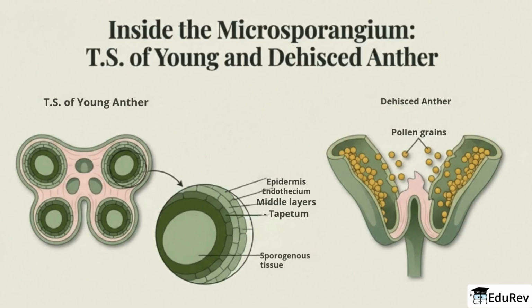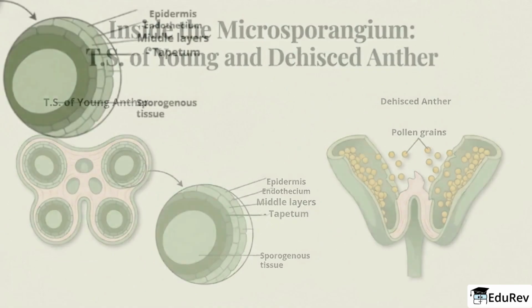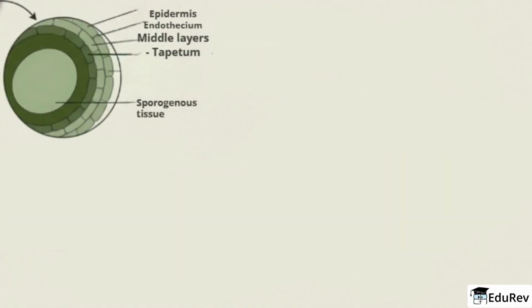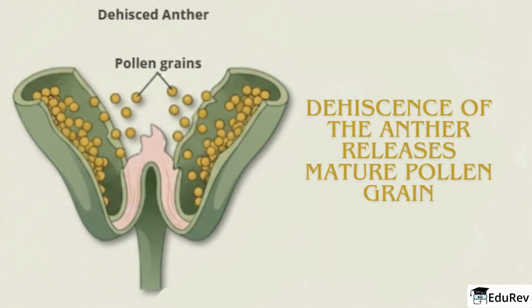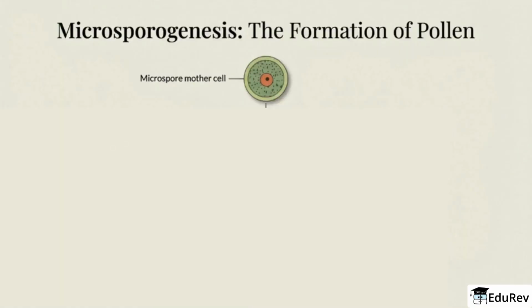If we look inside the anther, we find a layered structure that supports pollen formation and release. From the outer epidermis through the endothecium and middle layers to the nutritive tapetum, each layer has a role. The tapetum nourishes developing pollen, the sporogenous tissue gives rise to microspore mother cells, and dehiscence of the anther ultimately releases mature pollen grains. Microsporogenesis begins when a microspore mother cell undergoes meiosis to produce a tetrad of microspores.